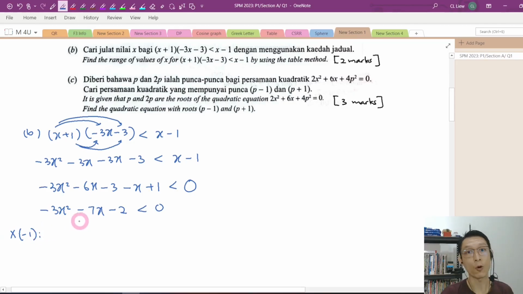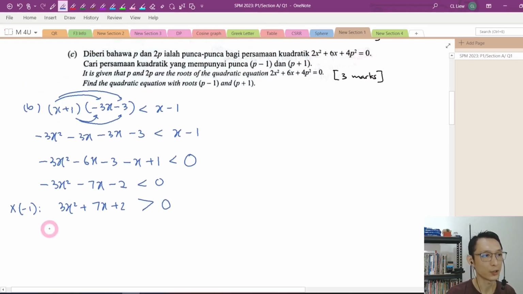But you need to be more careful when you multiply the whole inequality by a negative number. You need to flip over the inequality sign. So 3x squared plus 7x plus 2 is greater than 0. Okay, remember to flip over the inequality sign. Now here I can do the factorization.